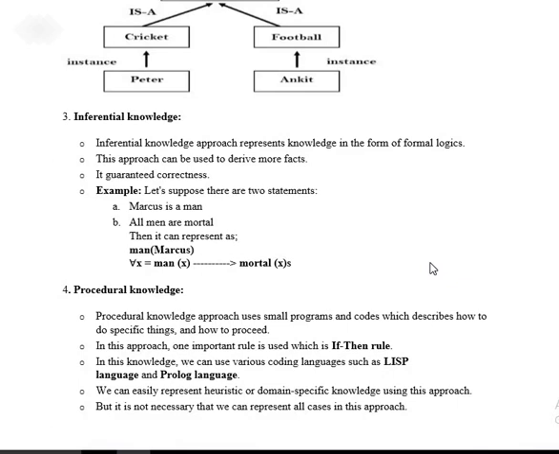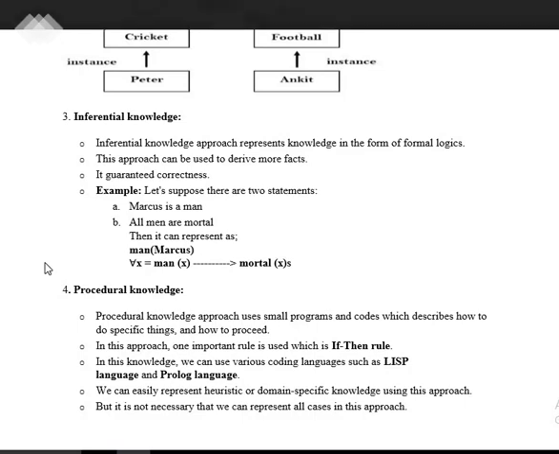Let's suppose we have a sentence, Marcus is a male and all males are mortal. Then it can be represented in this format. This is the inferential knowledge representation of a language: man and the object, that is, Marcus. For all the men belonging to this category, they are mortal. All human beings are mortal. So Marcus must be a man, then Marcus must be mortal. That is the statement of the knowledge.